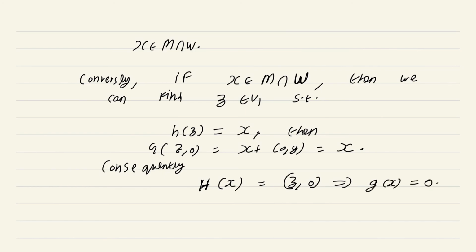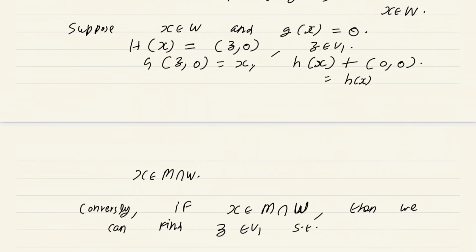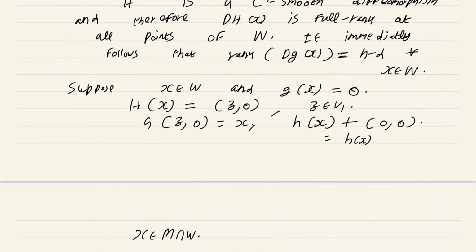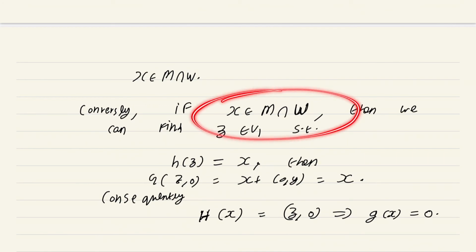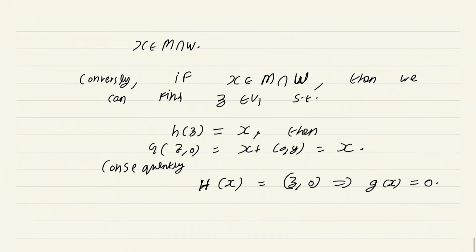Okay, so what we have shown is, if you start with a point X such that G of X is 0, then this point X has to be in M intersection W. If you start with the point X in M intersection W, then G of X equals 0. Consequently, M intersection W is the level set of G. And this concludes the equivalence of the three definitions of a manifold that we have given.